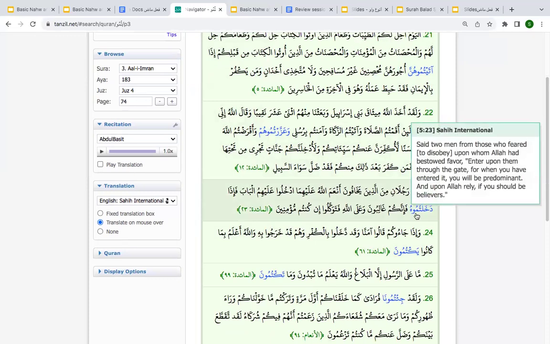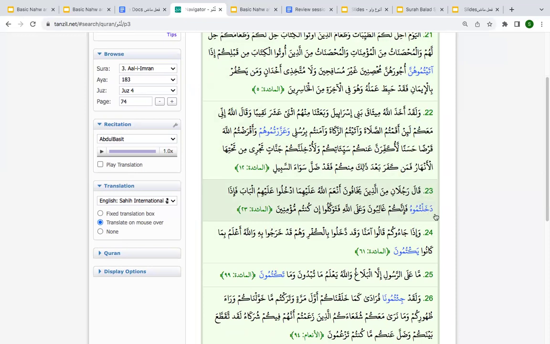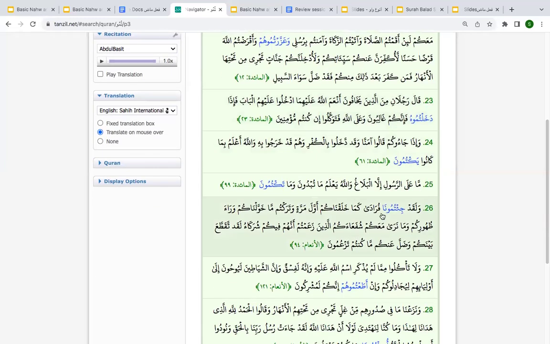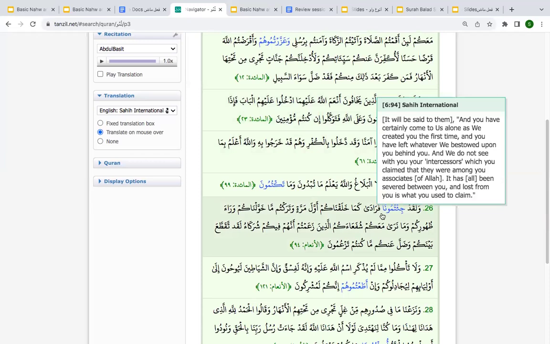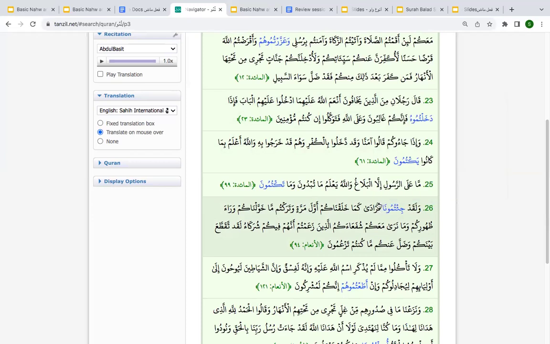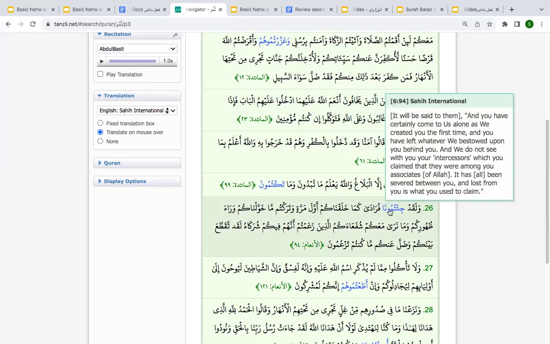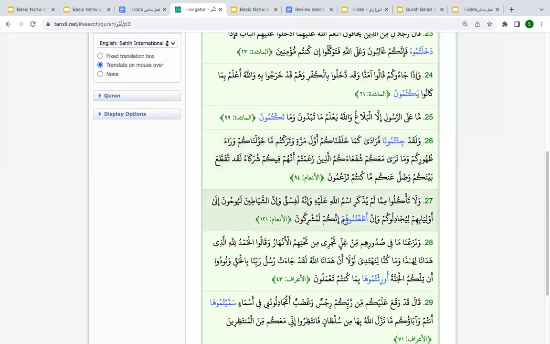دخلتموه, دخلتموه, original fi'l madin دخلتم. When hu got attached to the fi'l madin, waw was inserted in between the fi'l madin and the attached pronoun hu. جئتمونا, جئتم, original word; na was attached to it. جئتم, أنتم جئتم. When na got attached to it, waw got inserted in between the two words.